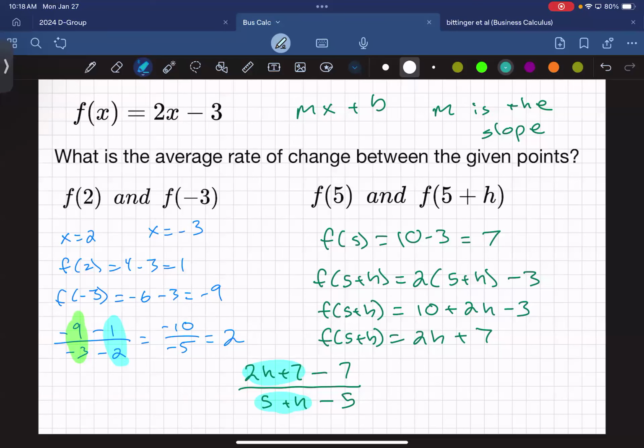Okay. The nice thing about that is, hey, the 7s and the 5s cancel out with one another to 0, right? So that gives us 2h all over h. And what happens next? That's nice. And the h is divided out, right? Giving us just 2.